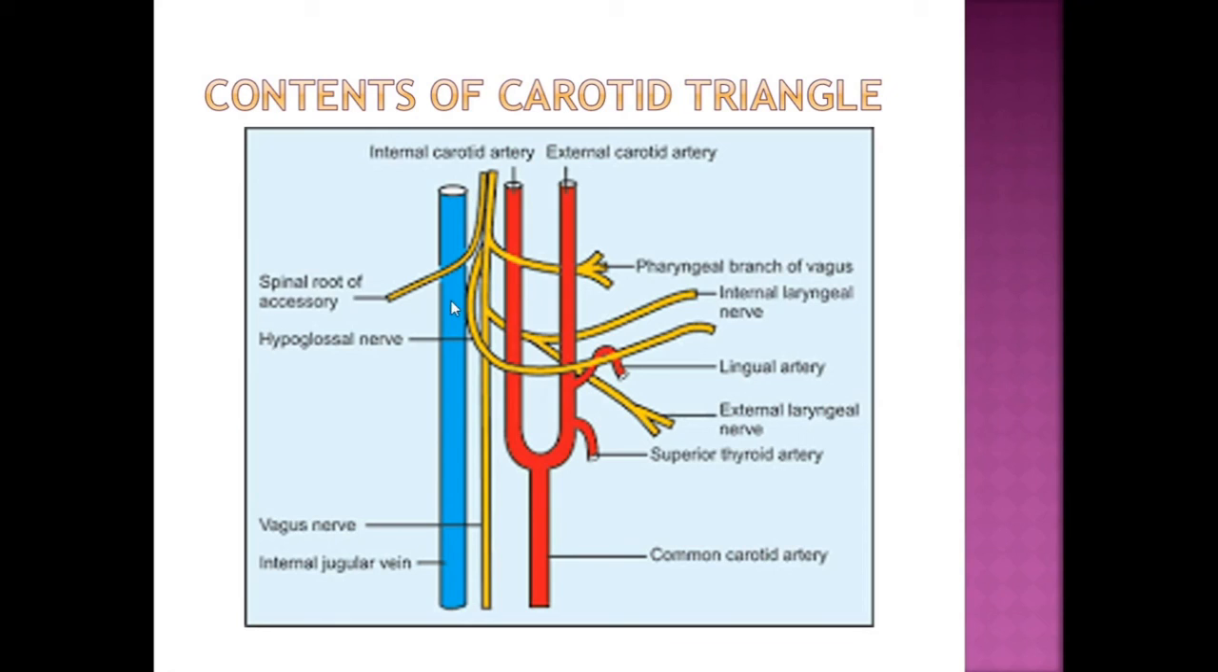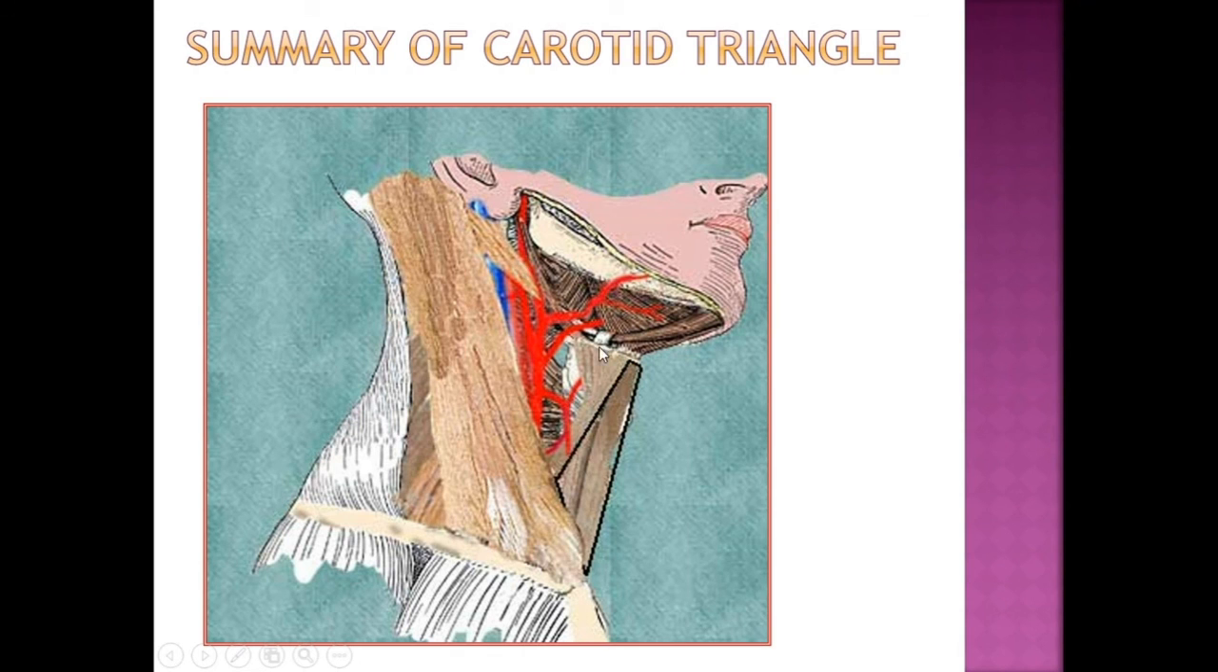So the contents of the carotid triangle which we have seen elaborately: mainly the arteries, common carotid artery, internal carotid artery and the external carotid artery, and branches of external carotid artery. We have also seen the internal jugular vein. The nerves are the spinal accessory nerve, the vagus nerve, and this is the loop of the hypoglossal nerve. And also the branches of the vagus are given in this picture. So this summarizes the carotid triangle.